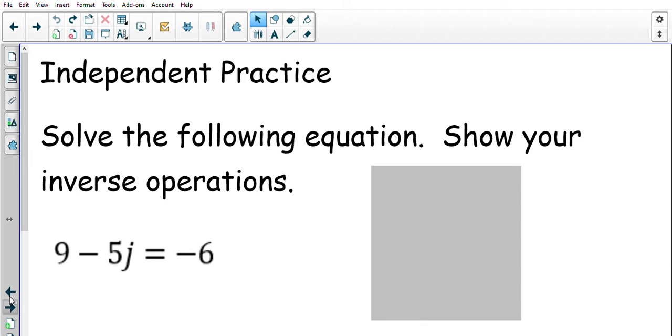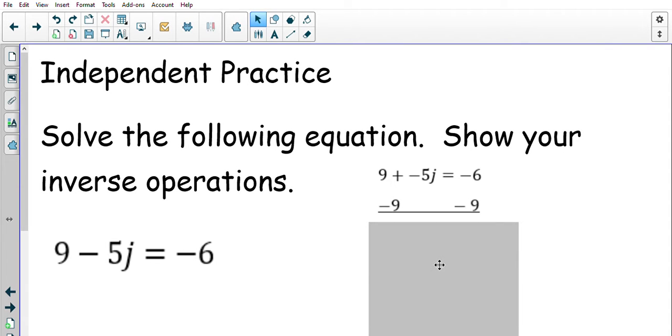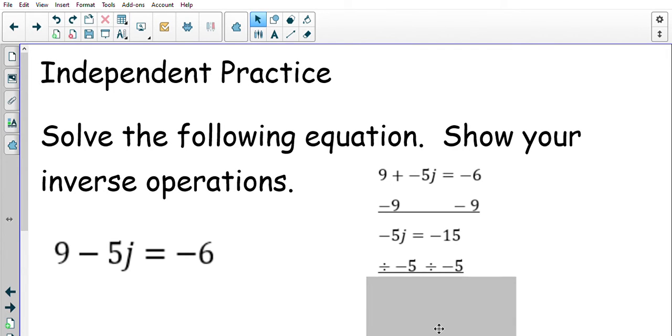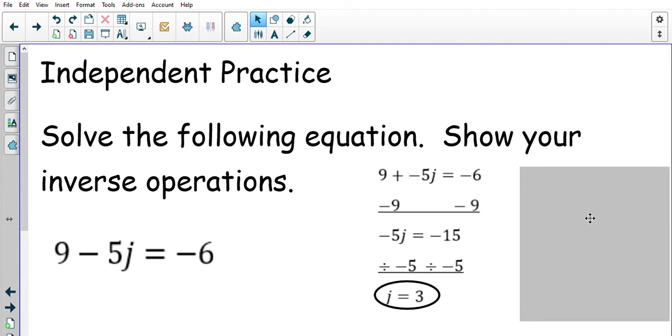Okay, hopefully you tried this problem and hopefully you remembered that anytime the variable comes after subtraction, we should add the opposite and rewrite this as 9 plus negative 5j equals negative 6. Now, we need to get rid of this plus 9. The inverse of that is to subtract 9. Negative 6 minus 9 is negative 15, so we get negative 5j equals negative 15. Now divide both sides by negative 5 to get our final solution of j equals positive 3.